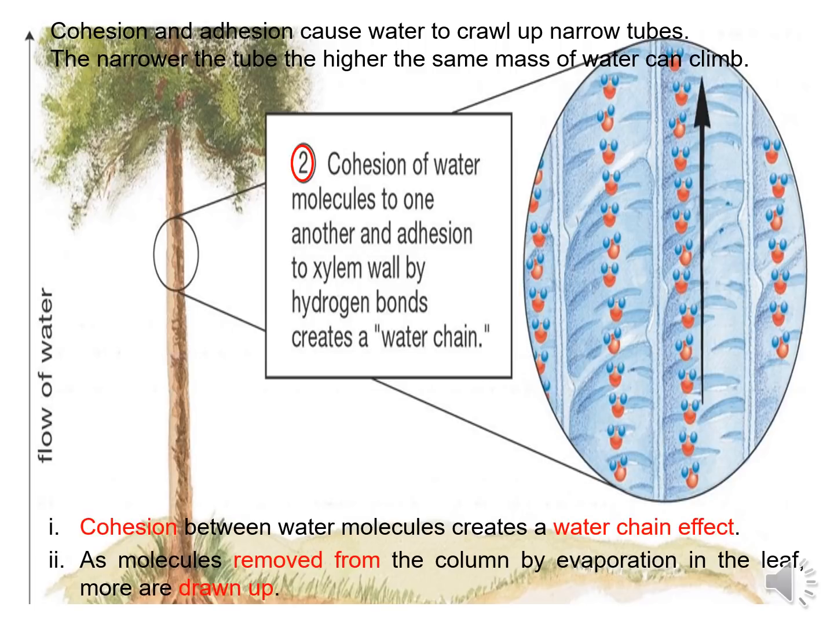So now we know the cohesion and adhesion, which form the capillarity reaction, will cause the water to crawl up into the narrow tubes of the xylem. And the narrower the tube, the higher the same mass of water can climb up the xylem vessel. And on top, cohesion is the effect of water molecules which stick to one another, creating a water chain effect. And as the molecules are removed from the column by evaporation in the aerial surface of the leaf, more water will be drawn up through this xylem vessel.